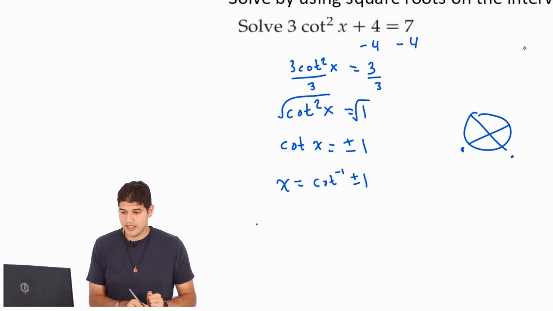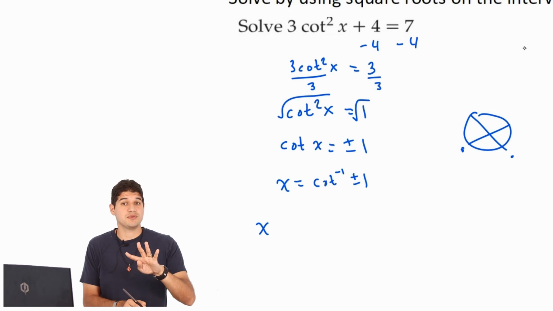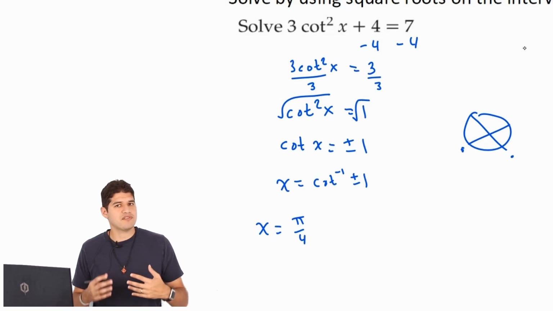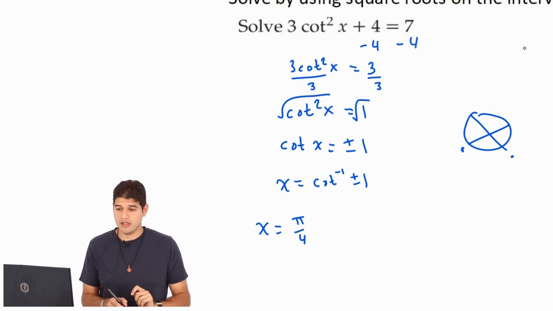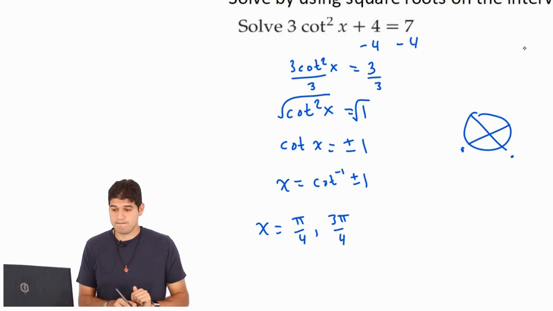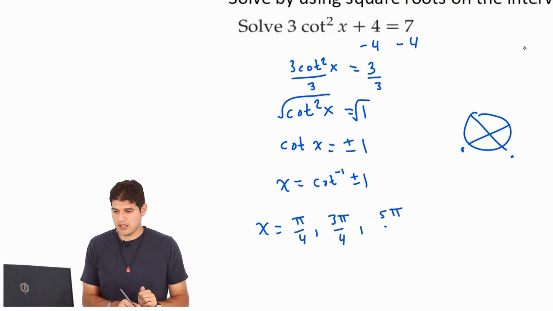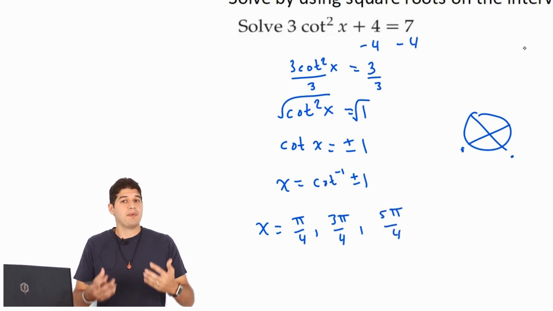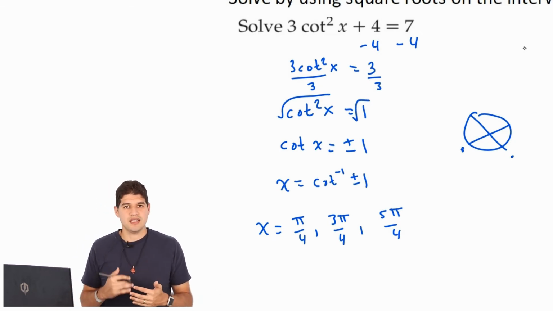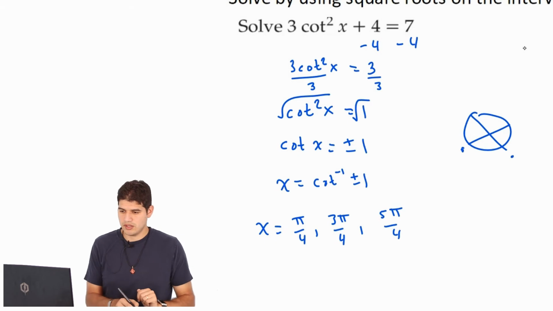So in this case, we end up with 4 possible solutions. We're going to end up with x equals pi over 4, and when x is pi over 4, we're ending up with a positive 1. We get 3 pi over 4, where it's equal to negative 1. And then we get 5 pi over 4, where it's another positive 1 because negative square root of 2 over 2 divided by negative square root of 2 over 2 is positive 1.